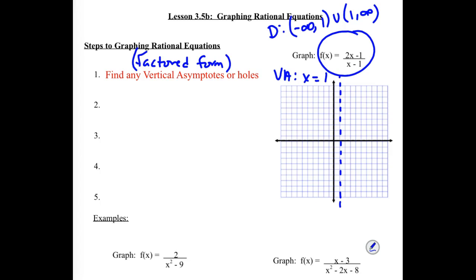Our next step is to look for horizontal asymptotes. So we analyze the degree. All right, so using the degrees, what do we know about the degree of the numerator? Degree of the numerator is 1. Degree of the denominator, 1. When the degrees match, where do we go? Leading coefficients. So in this case, my leading coefficients are 2 over 1. 2 divided by 1 is 2. So I have a horizontal asymptote at y equals 2.